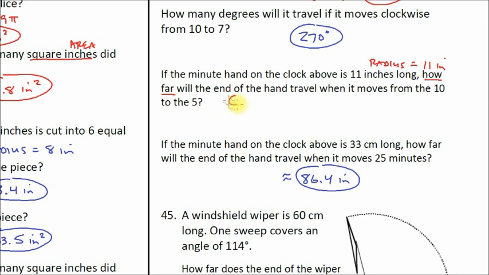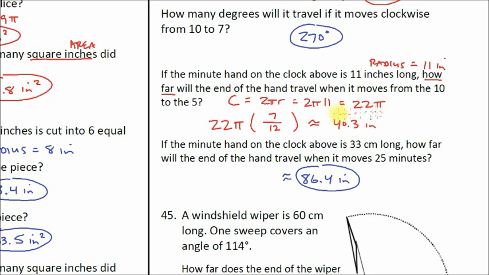Well, we're going to have to know the circumference first because we're looking for an arc length. 2 pi r is equal to 2 pi 11 since the radius is 11. 2 times 11 is 22, so our circumference is 22 pi. And now we're going to take our entire circumference and multiply it by the fraction that it's moving. Well, from 10 to 5, we are moving 7 numbers out of a total of 12. Put that in your calculator, and you're going to get approximately 40.3, and we're looking at inches here, 40.3 inches.